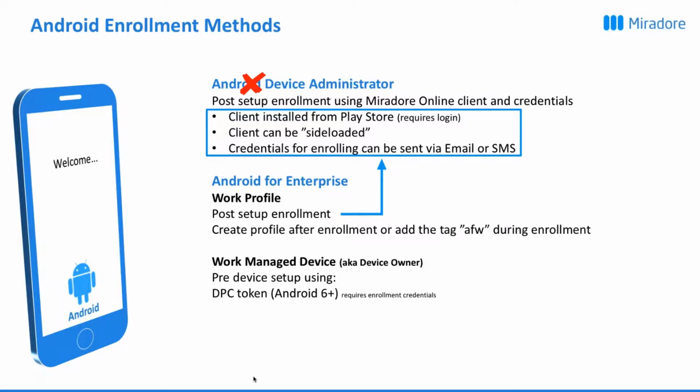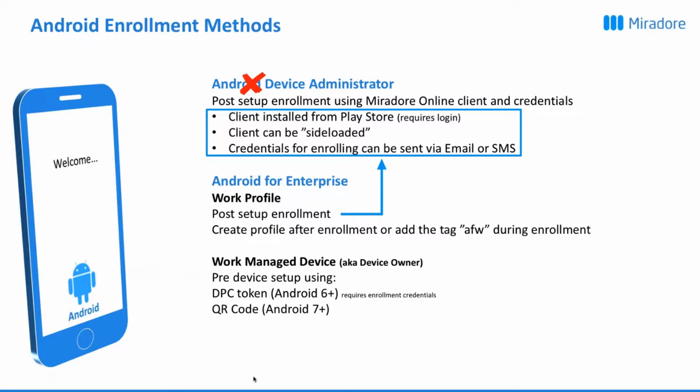you can start the setup wizard and use the DPC token, which means that you start going through the steps, and as soon as you get to the step where Google asks you if you want to log into your Google account, you could enter AFW #Miradore, and that will kickstart the process of enrolling the device into device owner mode. So this will download our client and start the enrollment. This requires you to also have these Miradore Online credentials for enrollment. The next few methods do not require these credentials.